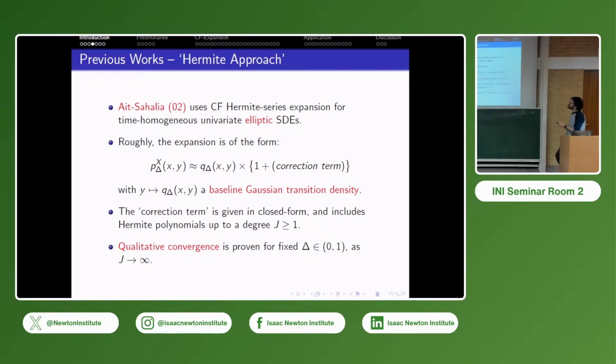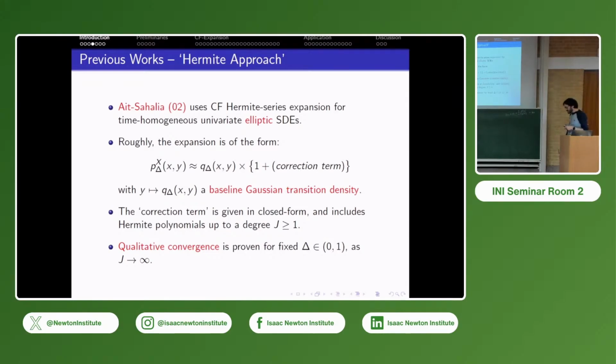Some more comments here: the way these expansions work is that they are somehow centered around the baseline Gaussian transition density. So there is this thing that comes from a nonlinear SDE, and usually there is something which is simple times some correction. Okay, so they look like this, these expansions. And typically this guy comes from a Gaussian distribution. And then there are some correction terms that you try to use to get closer to the true transition density.